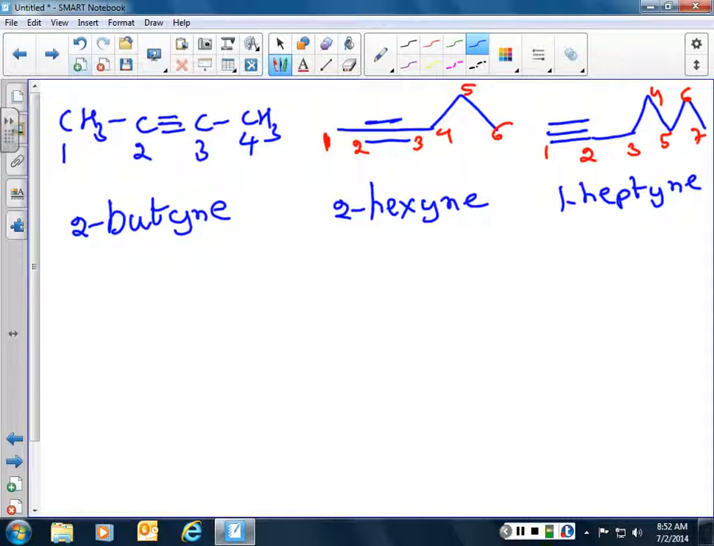Can you write the molecular formula also for all of them? Write the molecular formula. C4H6. Next one.